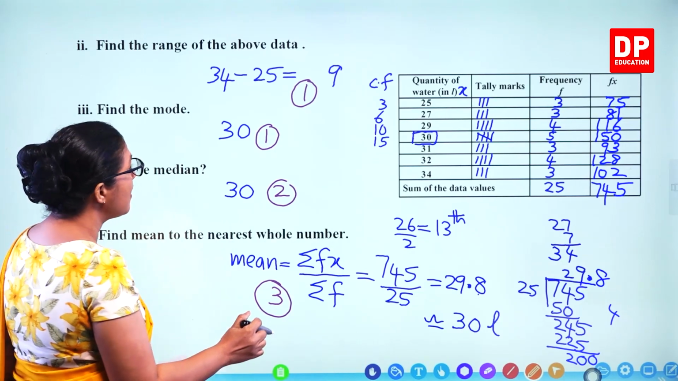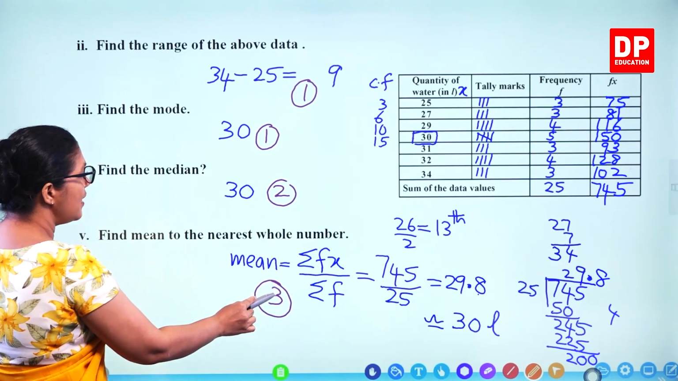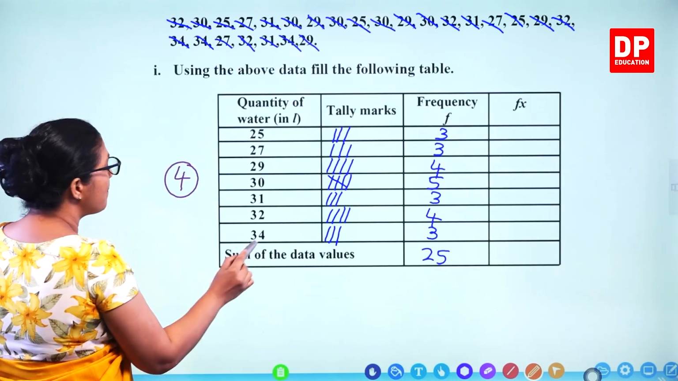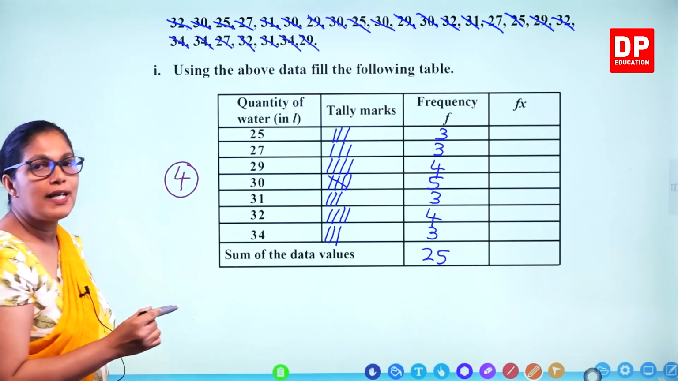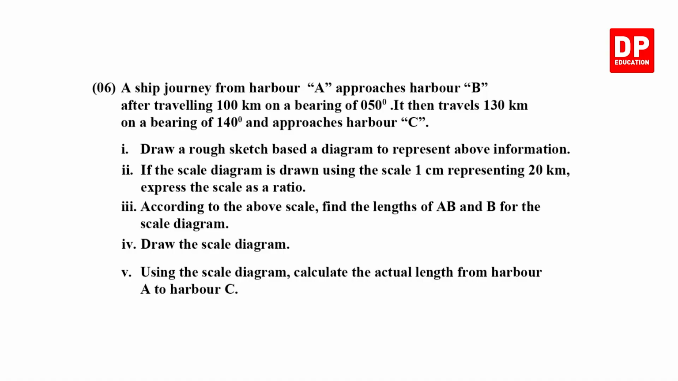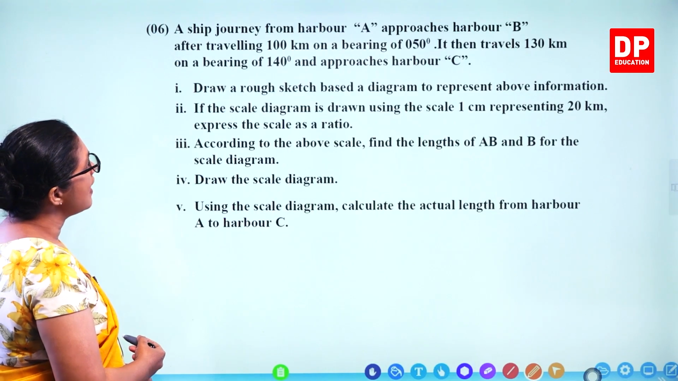So let's see whether we gave 11. 3 plus 2, 5, 6, 7. 7 plus 4, 11 marks. Question number 6. So this is about scale diagrams.